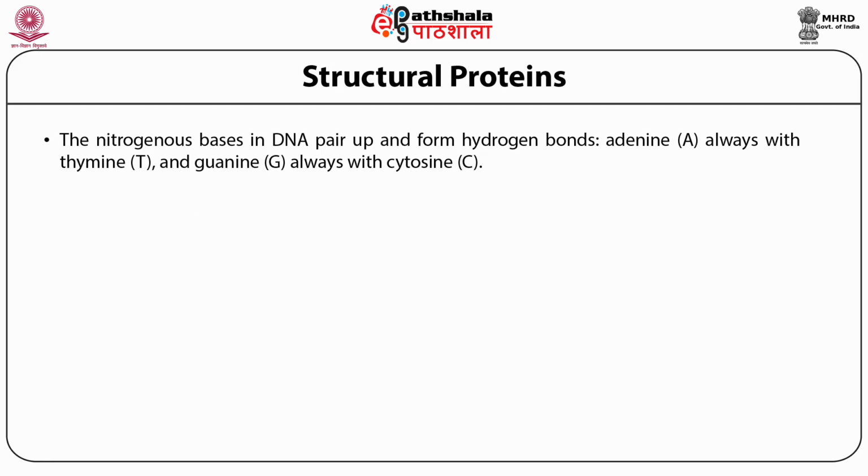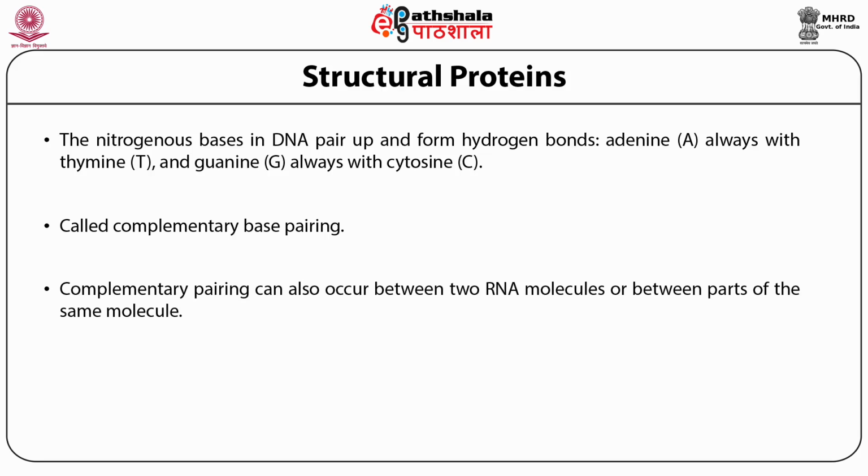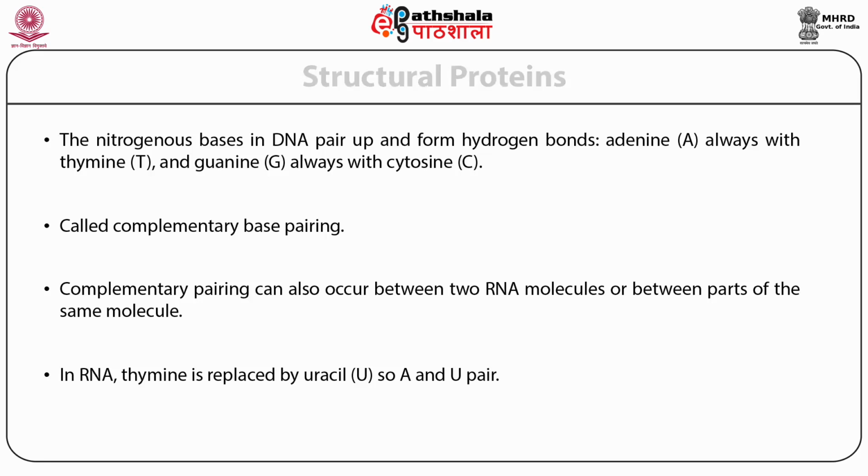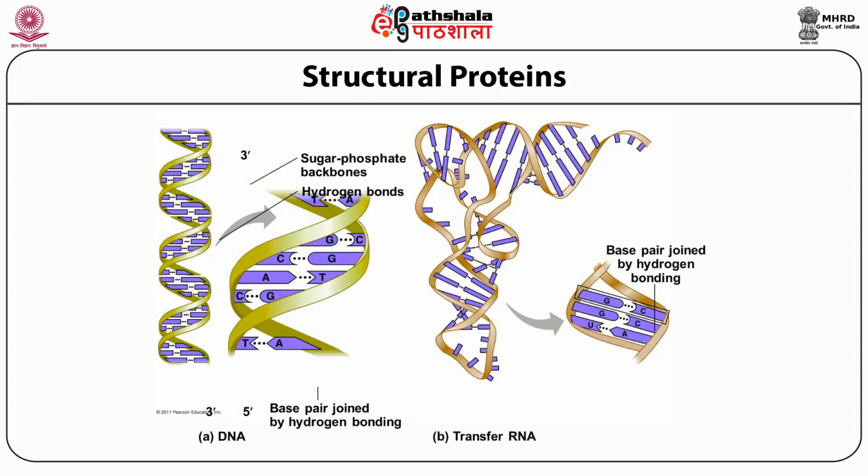The nitrogen bases in DNA pair up and form hydrogen bonds. Adenine always makes hydrogen bonds with thymine, and guanine always with cytosine, called complementary base pairing. Complementary pairing can also occur between two RNA molecules or between parts of the same molecule. In RNA, thymine is replaced by uracil. This represents transfer RNA, with base pairs joined by hydrogen bonding.